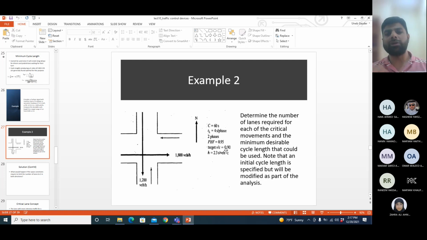What they're asking me to do is how many lanes should be provided on this signal, first of all, and then using those lanes, what should be my minimum desirable cycle length. Okay, so first find out the number of lanes, and then with those lanes, how much cycle length do I require? Okay, let me go to the notebook.